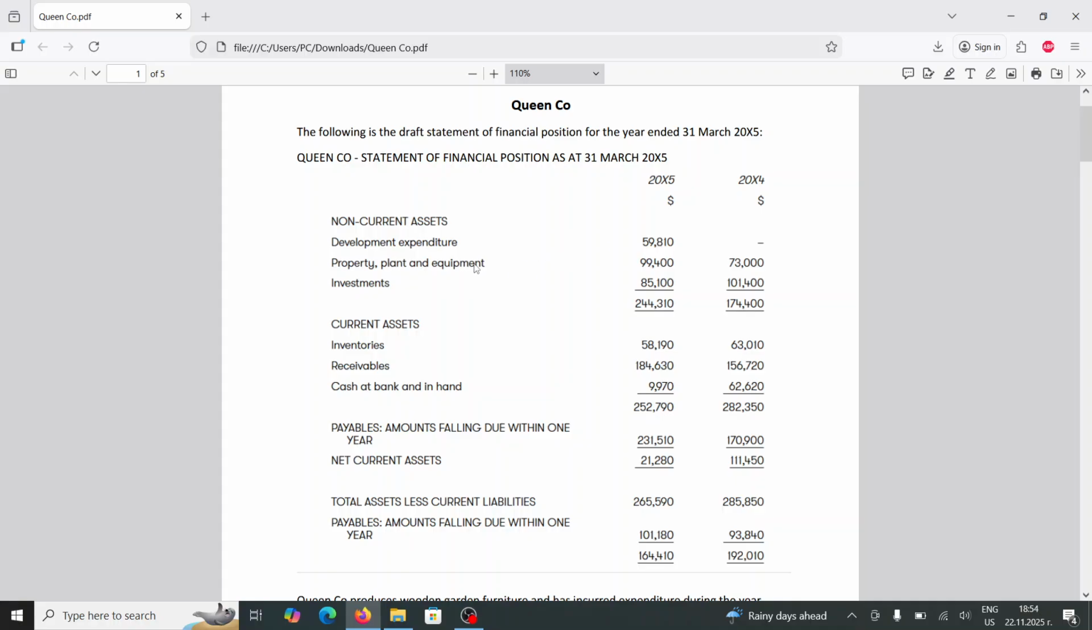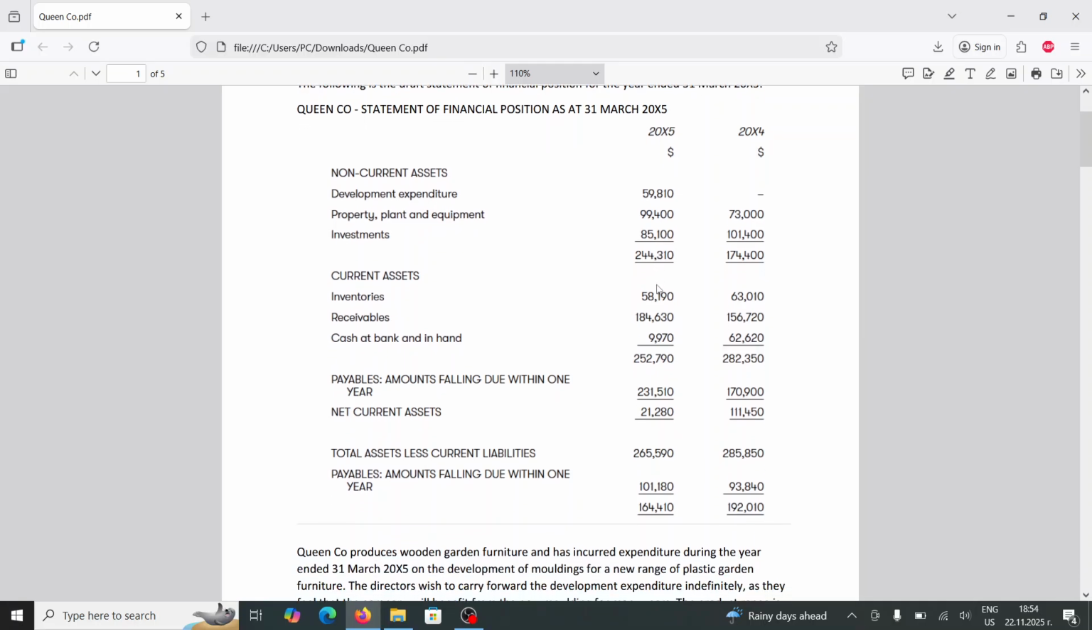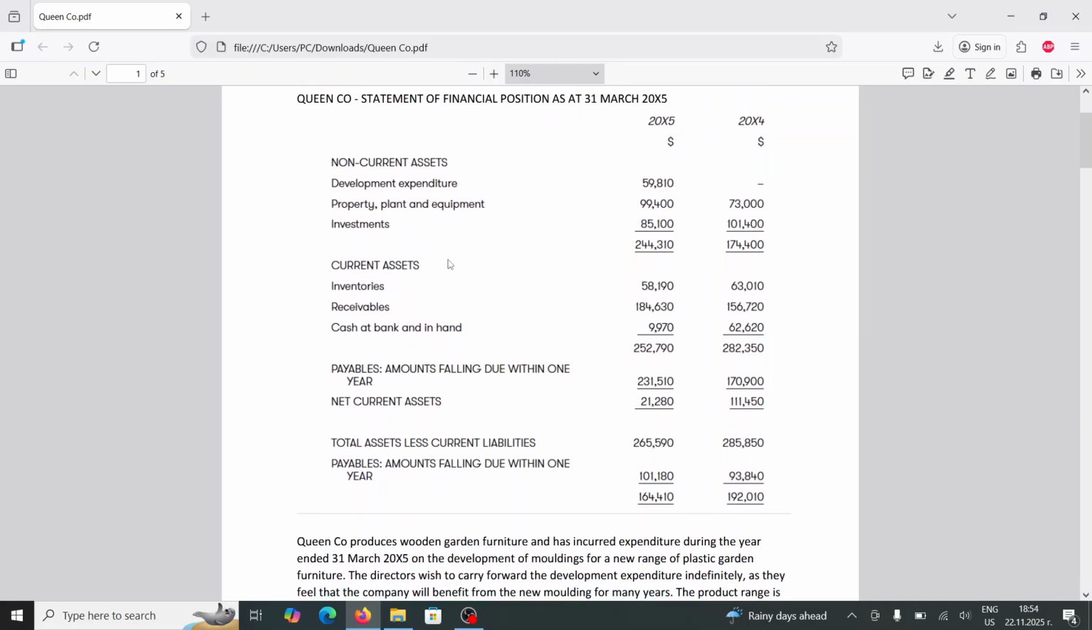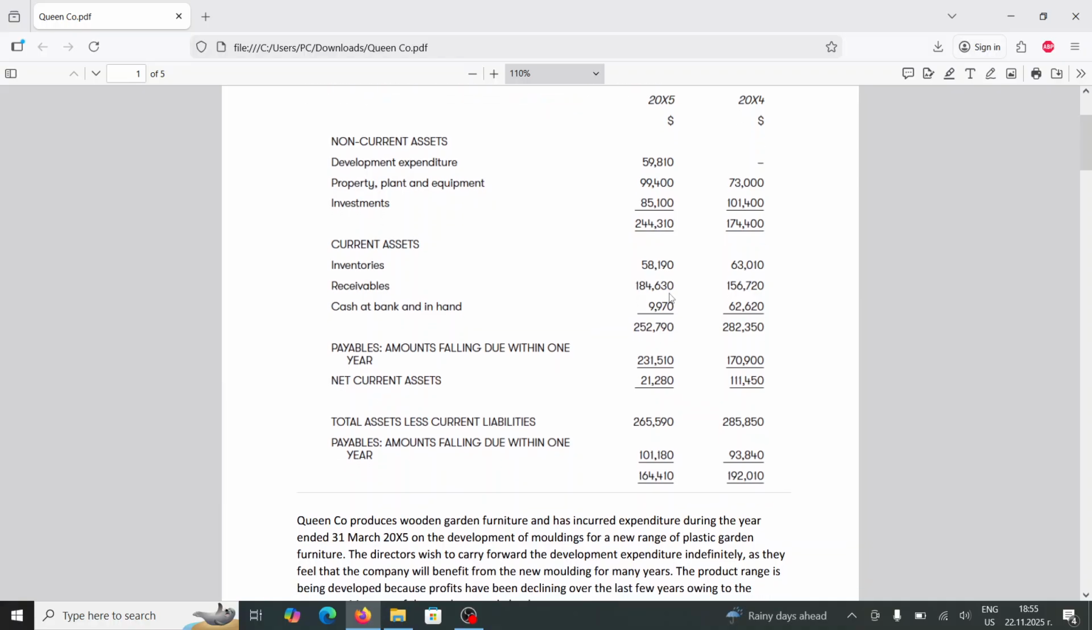Then we see that the property, plant, and equipment has also increased significantly. This is an increase by at least, I would say at least 30%. The investments have been reduced. And then we move to current assets where the inventories have slightly reduced. The receivables have increased by about maybe 15 or 20%. Again, I'm roughly calculating here.